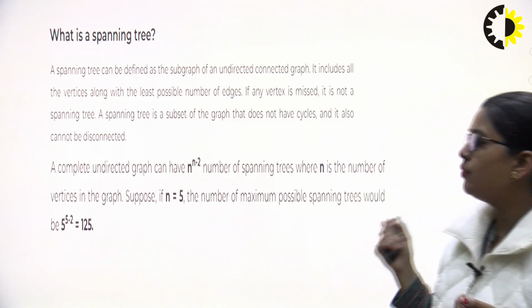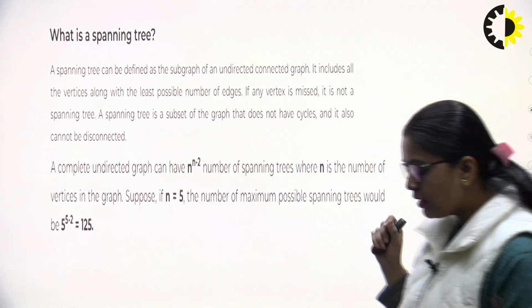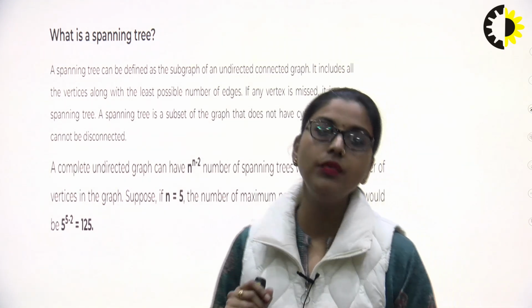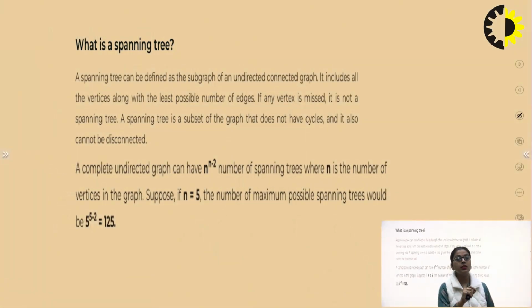So in short, a spanning tree is the traversal of all the vertices without making a cycle. In any connected graph, we can have n to the power n minus 2 spanning trees, where n is the number of vertices, or nodes.